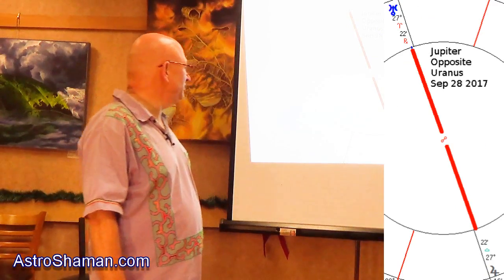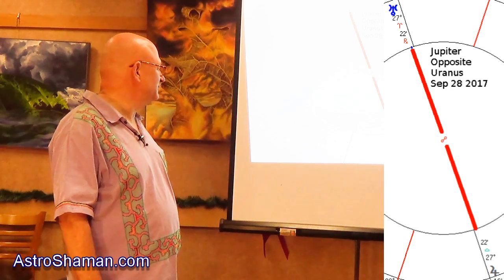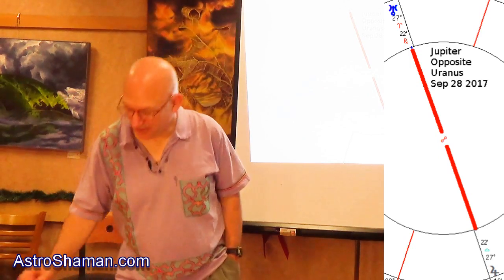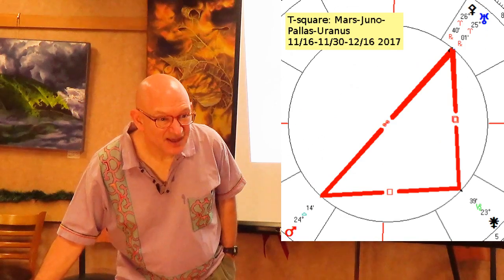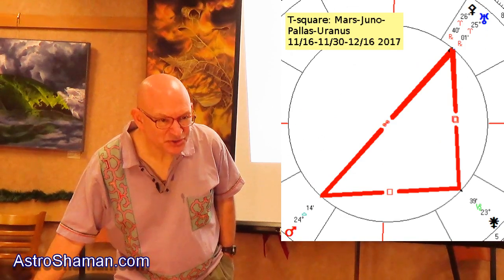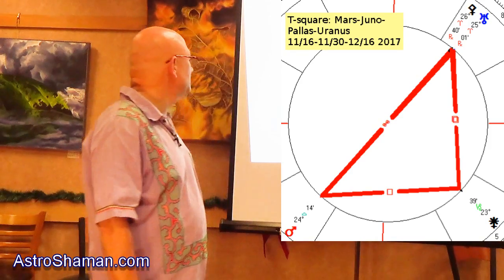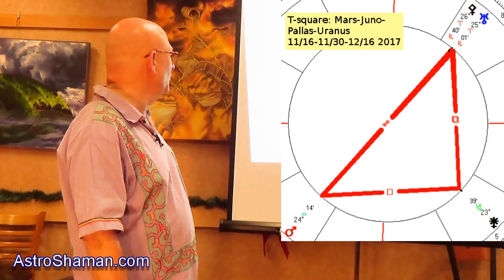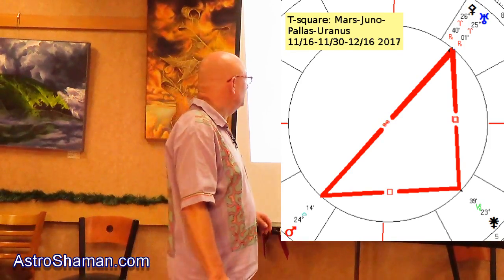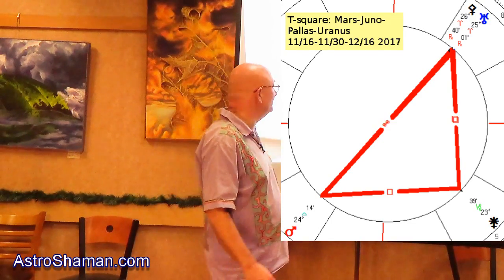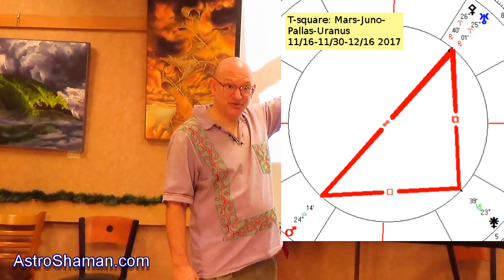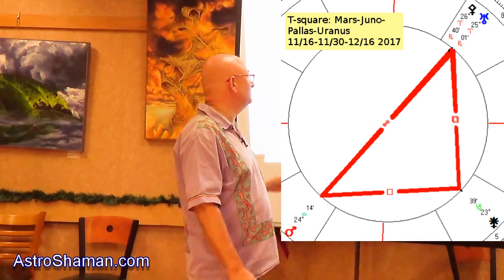So again, just to note, exact Jupiter-Uranus opposition September 28. We already know what they do. Mars, Juno, Pallas, Uranus, T-square. November 16 to December 16, one month exactly. So here we have the volatility of Mars and Uranus, so things can happen very quickly and possibly be volatile.